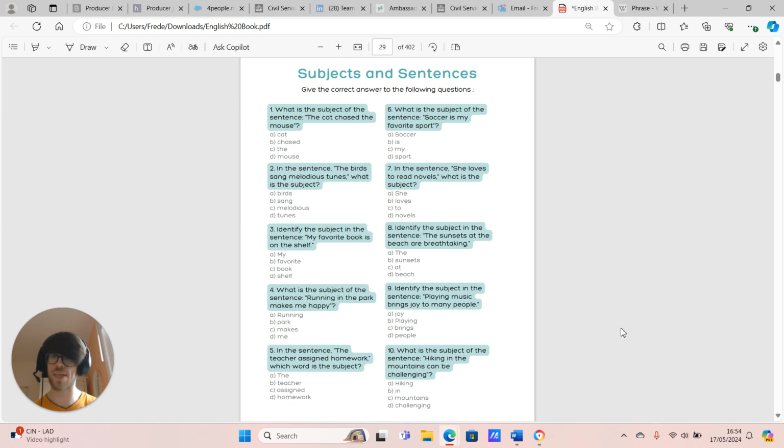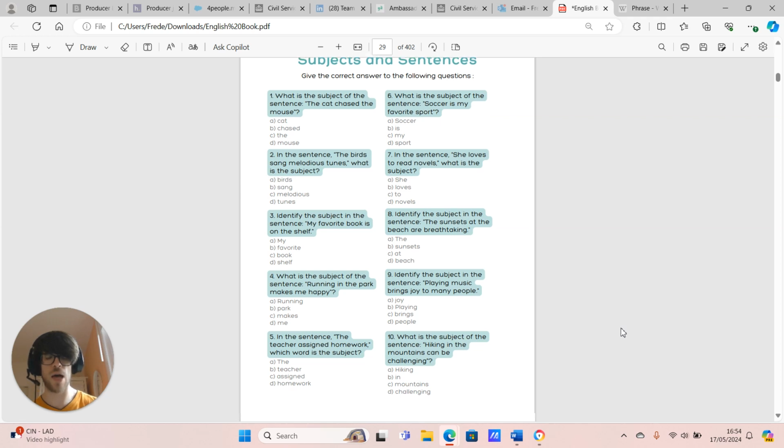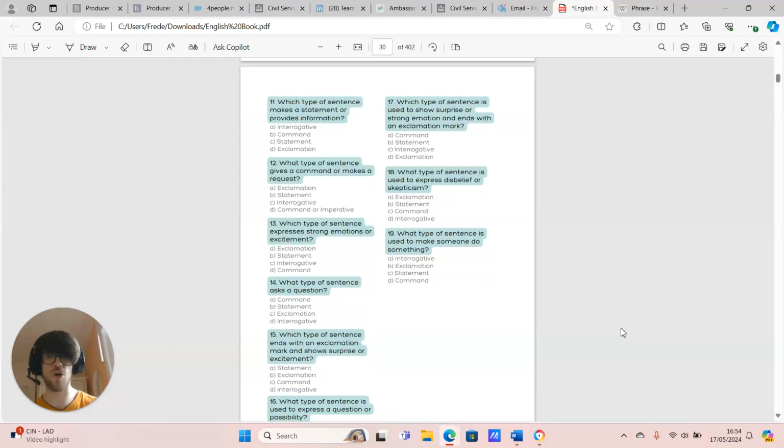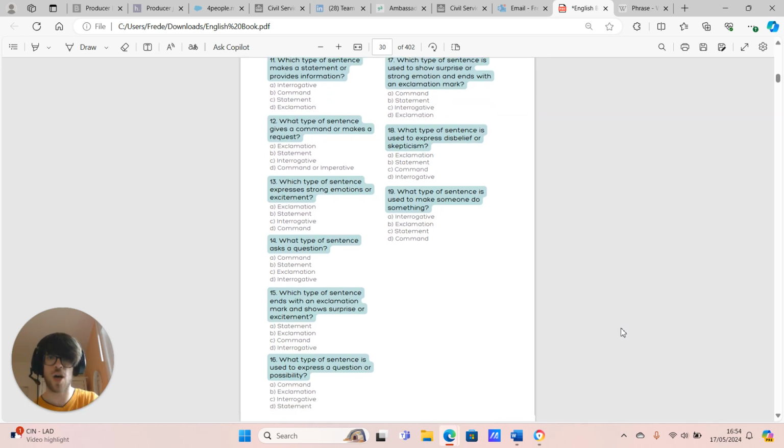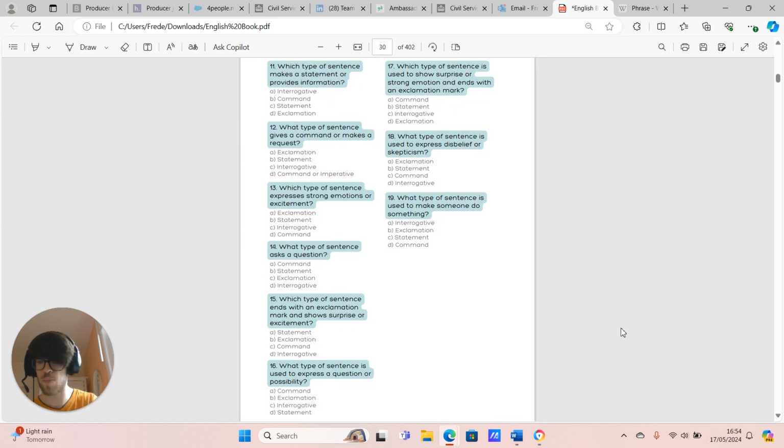The object doesn't do the action, the subject does. So have a look at those, pause it here, have a look at them, and then come down, do a few more. You've got a question about saying, what type of sentence is this, what type of sentence is that. Pause the video here, have a look through these.